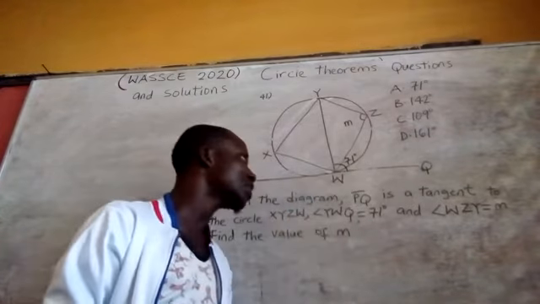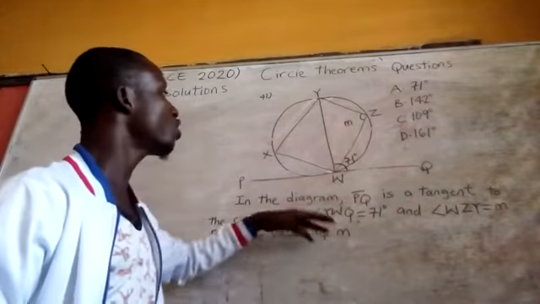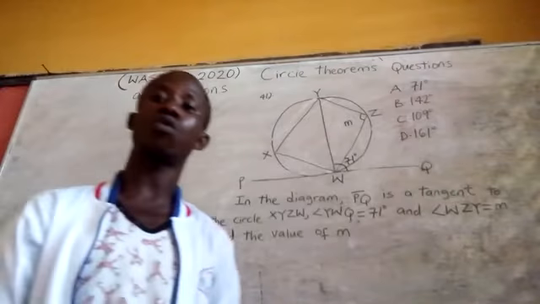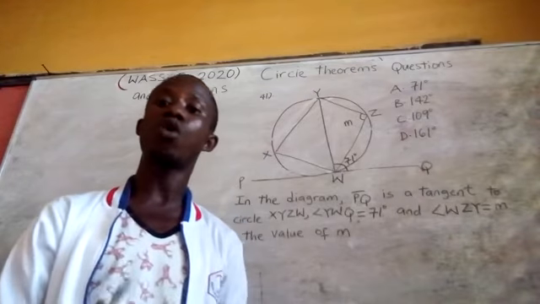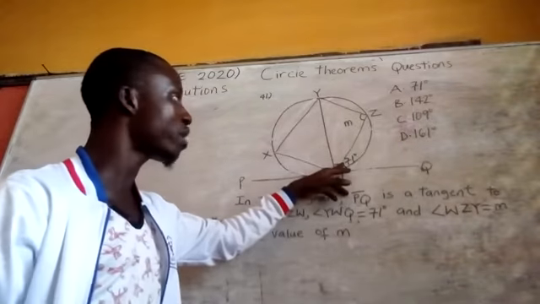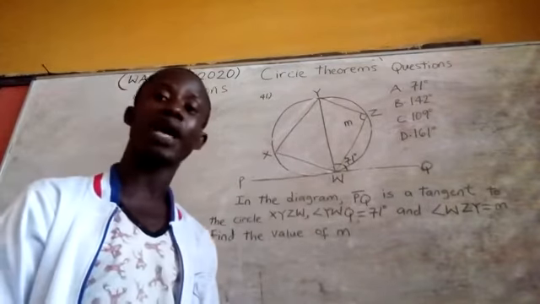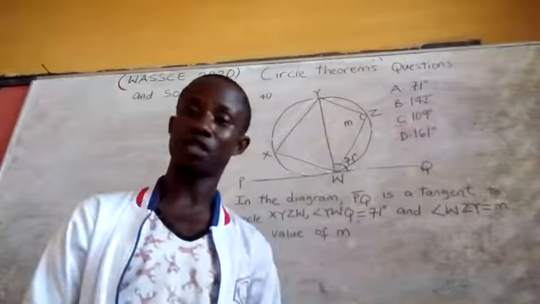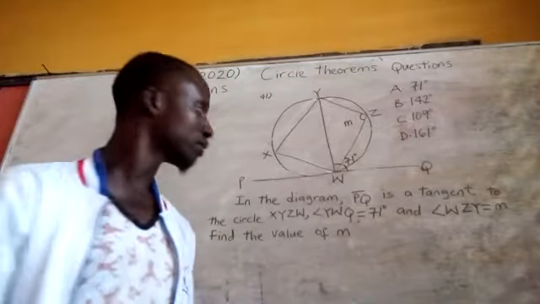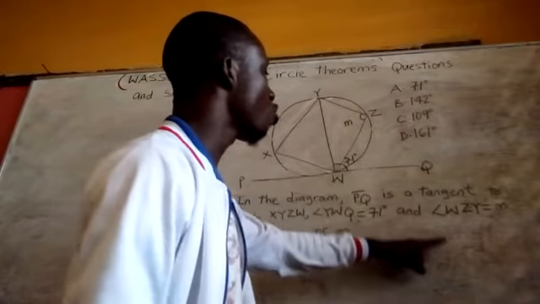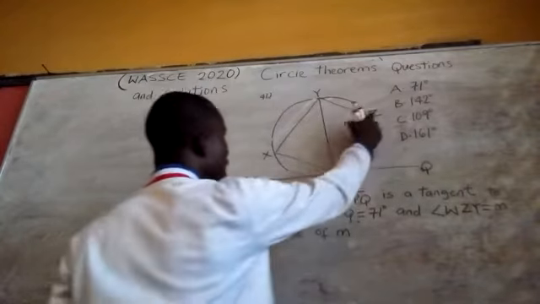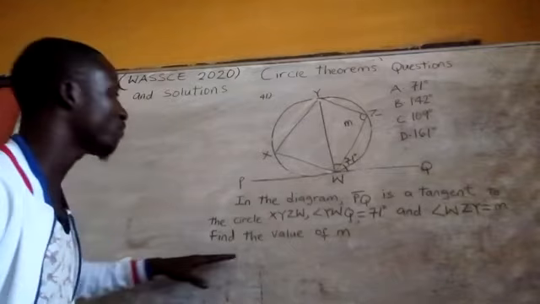This angle here is an angle that is formed between a chord and a tangent line. Whenever you have an angle that is formed between a chord and a tangent line, the angle is always equal to the angle in the alternate segment. So this angle here, which is 71 degrees, is equal to the angle that is in the alternate segment. So what comes to our mind here is the alternate segment theorem. And angle WZY is equal to M. And we are asked to find the value of M.